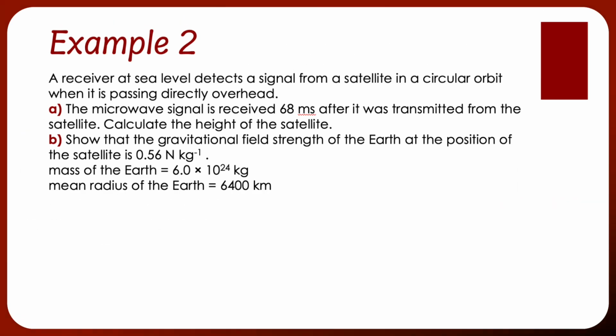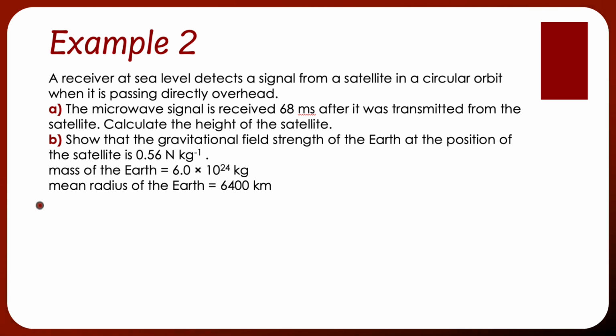A receiver at sea level detects a signal from a satellite in a circular orbit when it's overhead. And it says it's a microwave signal with 68, now notice I've got this underlined, ms. That's not meters times second. That would be impossible. We don't have anything that would be measured in m times s, especially if it's talking about it's received after. This is a time. That is milliseconds. After it's transmitted.